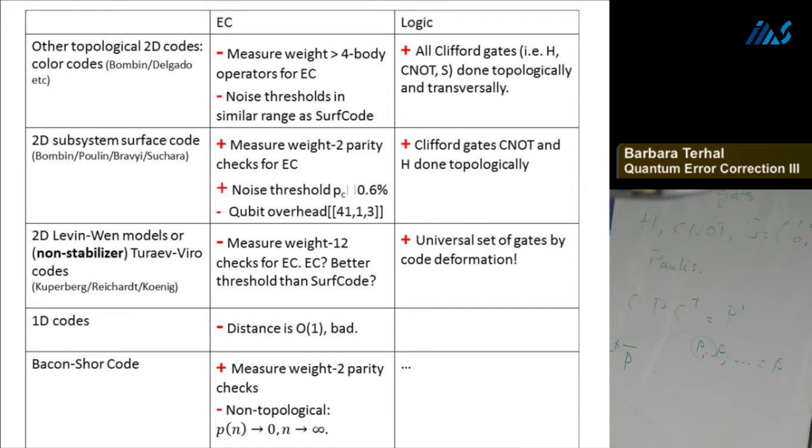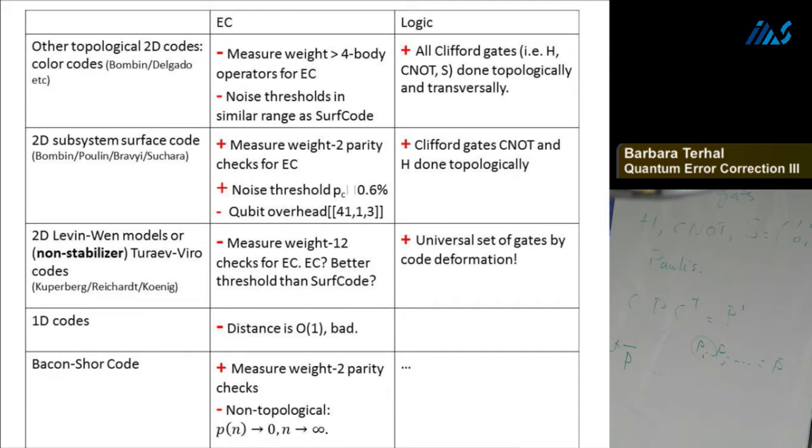And the Bacon-Shor code is first in the 90s. Is this ordered by time? Roughly when are these things? No, it is not. Okay, so this is after Dennis, 2004. It's hard. This is very recent. There are other more recent ones.